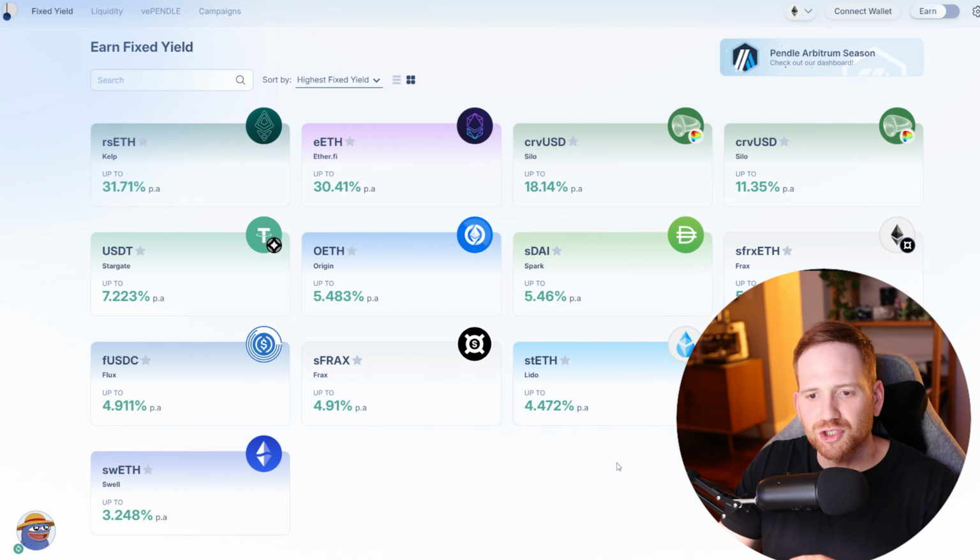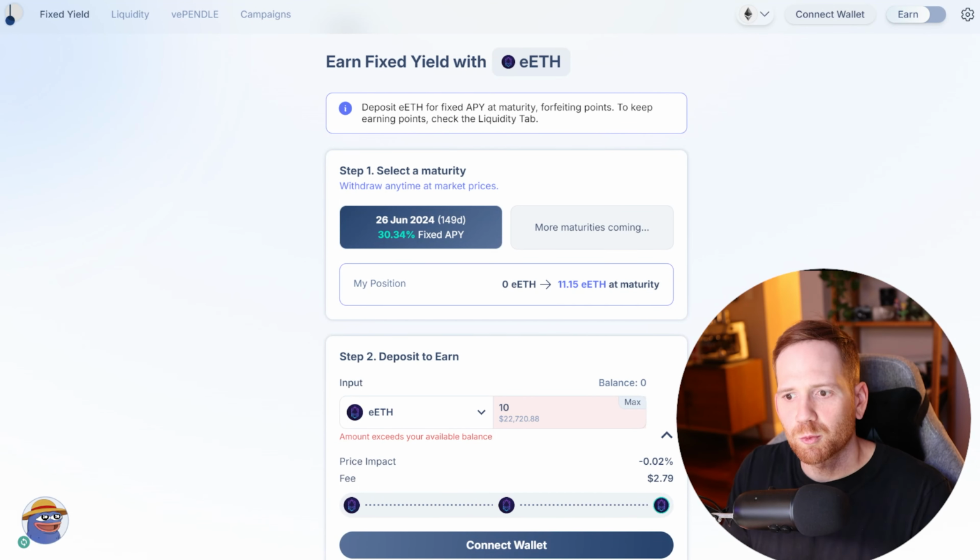Pendle has always done a great job bringing new product offerings with trusted teams, and with their partnerships with both EtherFi and KelpDAO, which are both Ethereum liquid restaking protocols, we can earn 30% on Ethereum. And if we go ahead and check out EtherFi, which is the same team that brought to you Stator Labs, you can see that we're being offered here 30% fixed APY for 149 days, and this will mature on the 26th of June. So if we were to deposit, for example, 10 ETH, then on that maturity day, 149 days from now, we'll actually receive 11.15 ETH at maturity.